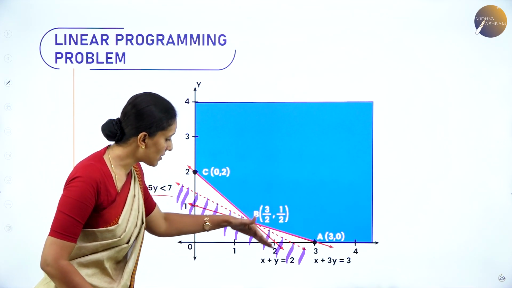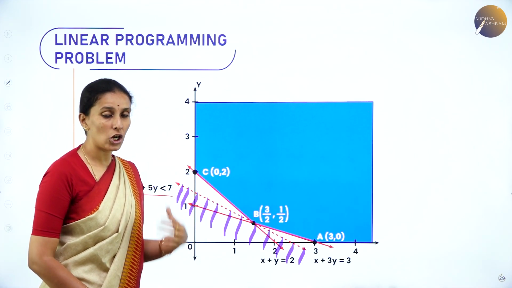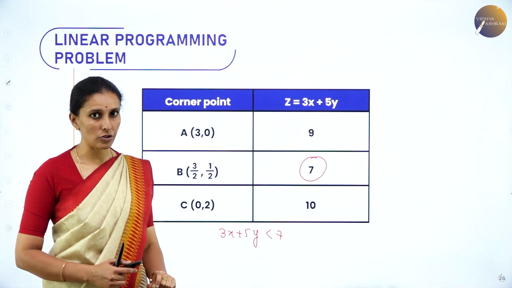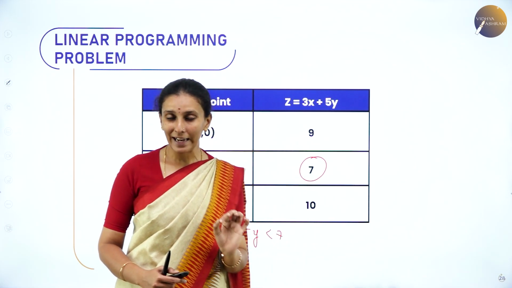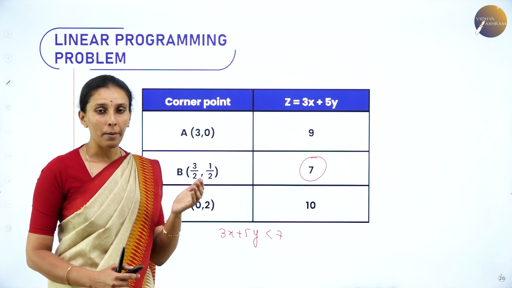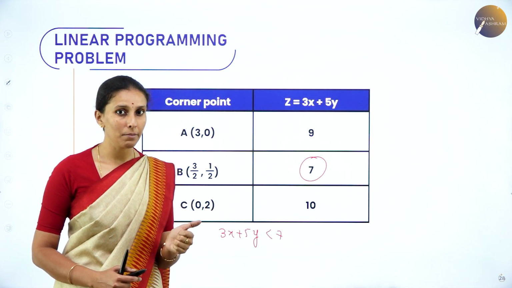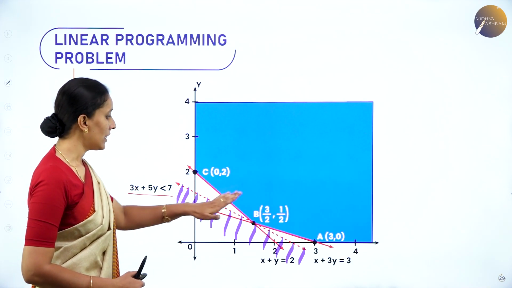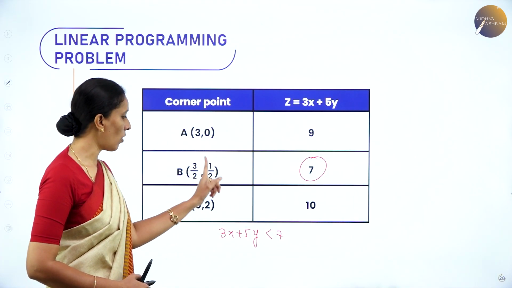Now, since my solution is below the line and my feasible region is clearly above the two lines, they are not intersecting each other. So clearly, we can conclude that 7 is the minimum value of the given objective function. If suppose the region intersects, or any point on the line or below or above the line intersects with the feasible region, then conclude that there is no maximum or minimum value for the given objective function. But for this problem, we can clearly say that 7 is the minimum value of z at the point B, 3 by 2, 1 by 2.